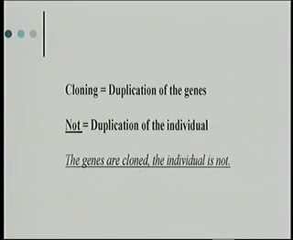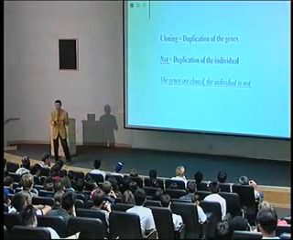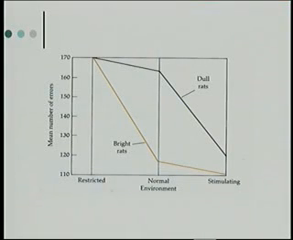So here you have something that I want you to keep in mind. Cloning is the duplication of the genes, not the duplication of the individual. The genes are cloned, the individual is not. And you can right away start to think of the implications of this for all these discussions about cloning. Now let me give you an example from animals.